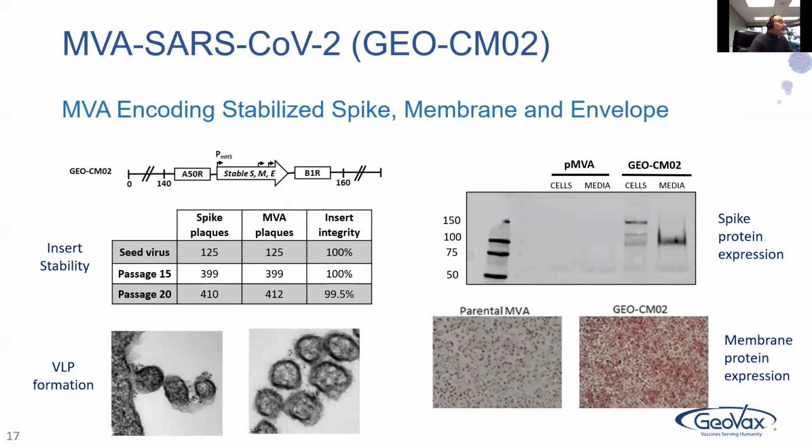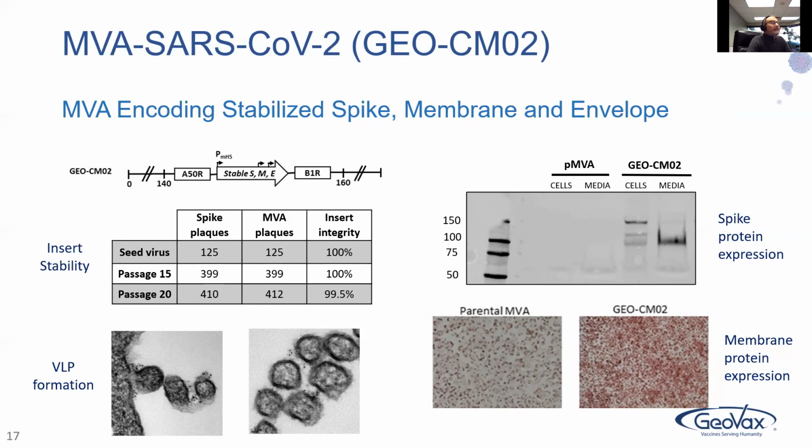Now, does this work? And in fact, yes, it does. See that the lead product here, referred to as CMO2, encodes a stabilized pre-fusion version of S, then membrane plus envelope, all in the same deletion site or cloning site of MVA, but under different promoters. Cells that are infected with this CMO2 MVA will produce VLP, as shown in the lower left-hand corner here. These are coronavirus-like, virus-like particles made up solely of S, M, and E without any of the other viral proteins.